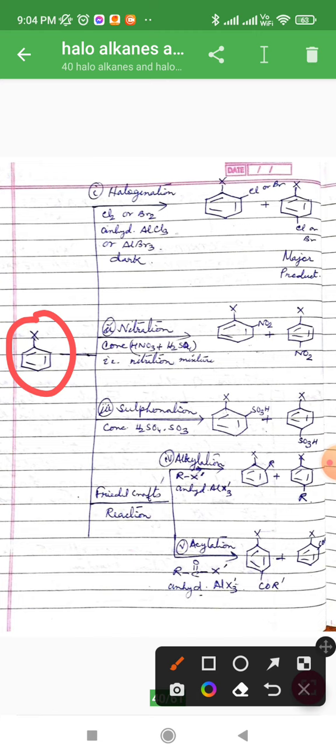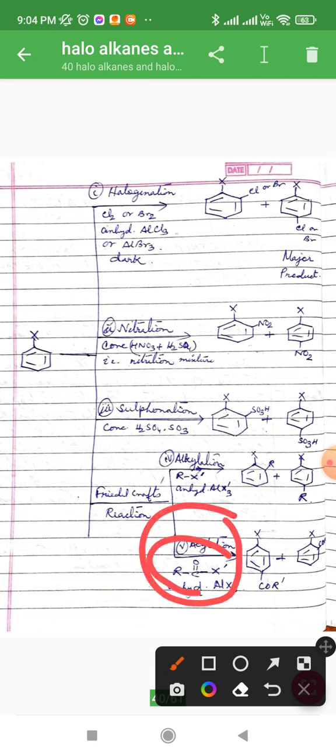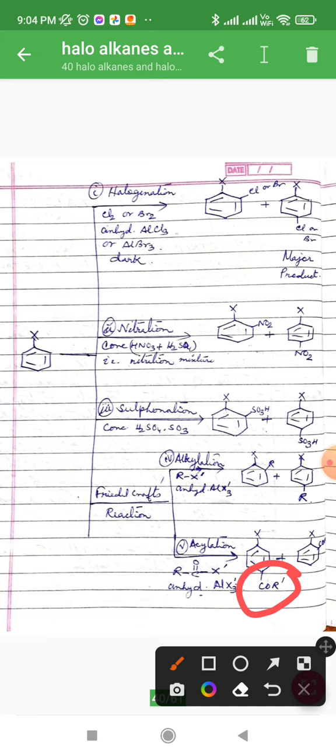Now when you do the acylation reaction, what do you need? You need an acyl halide, RCOX', and it gives you a ketone, COR'. If this R' is CH3, we call it acetophenone, and if this X is Cl, then we call it para-chloroacetophenone and ortho-chloroacetophenone.